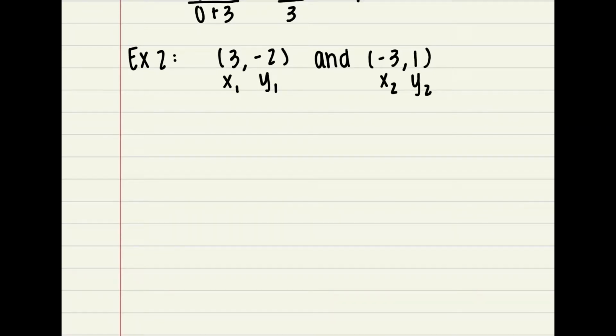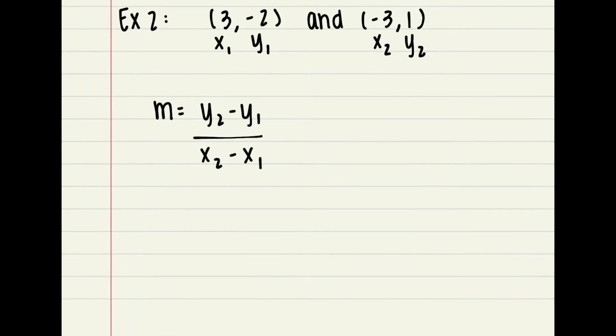So remember, for our slope formula, it's m equals y2 minus y1 over x2 minus x1. I'm going to plug these numbers in. Instead of y2, I'm going to have 1 minus y1, which is -2, over x2, which is -3, minus x1, which is 3. Just like on the problem before, instead of 1 minus a -2, it's now going to be 1 plus 2 over -3 minus 3.